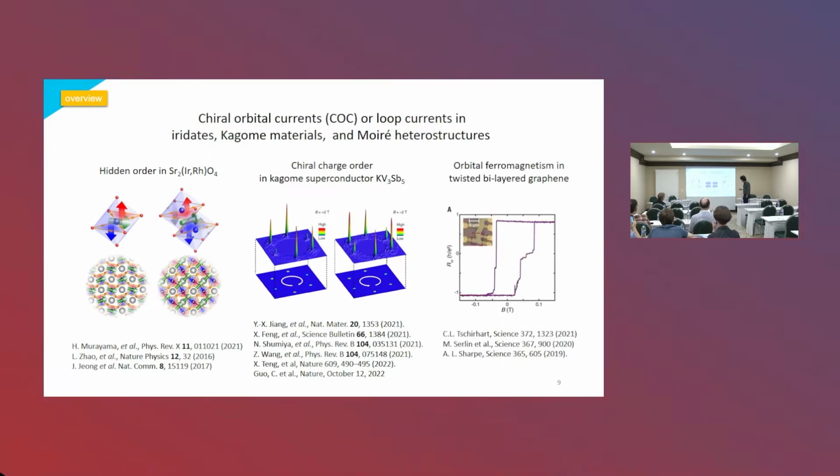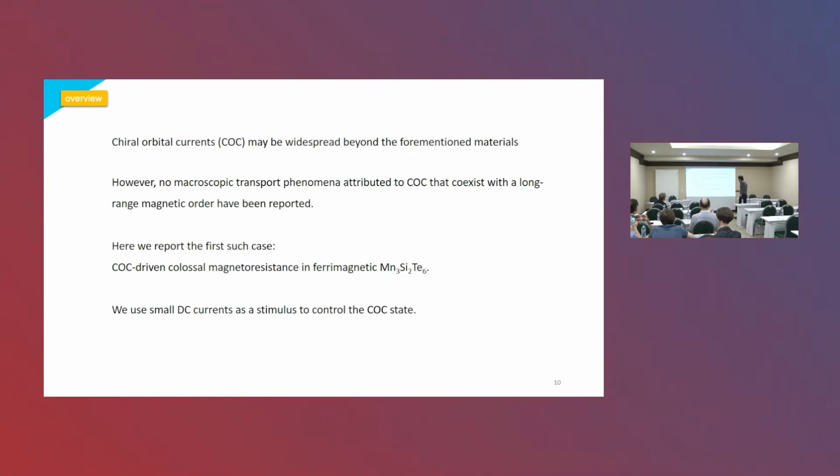And then more recently, there are some Science papers reporting orbital ferromagnetism in graphene or twisted bilayer graphene. This is one of the Hall effect figures as a function of field. As we know, graphene does not have a magnetic moment, but it has a very strong Hall effect. So these are a few examples indicating that loop currents or chiral loop currents may be widespread beyond the materials we just mentioned.